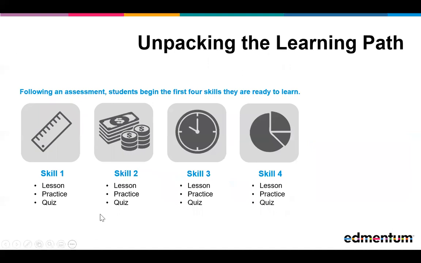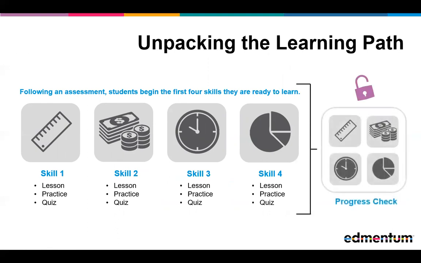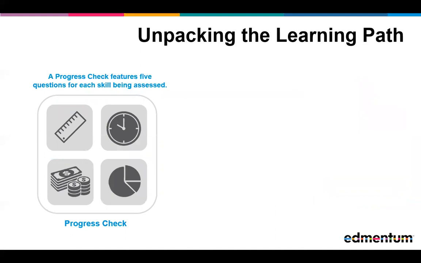So let's unpack the learning path further. As of now, students can receive up to 4 skills. Within those skills, they can receive up to 3 components: a lesson, a practice, and a quiz. As students work through those 4 skills, they will then unlock the progress check. The progress check contains 5 questions for each skill.